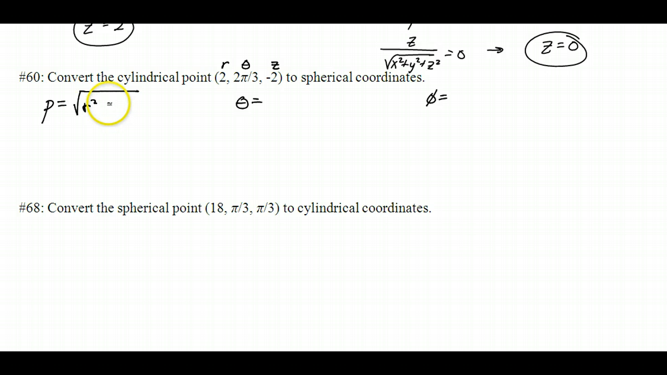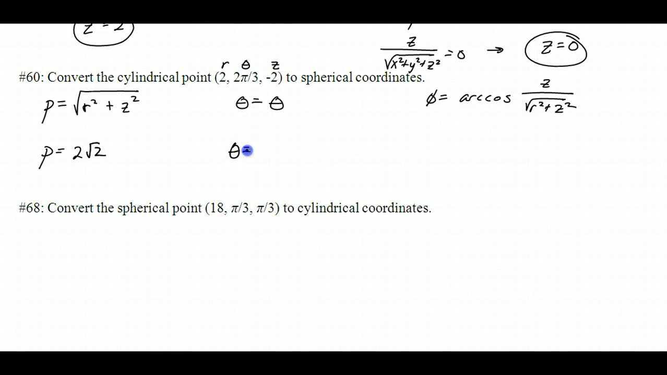I know that rho is equivalent to the square root of r squared plus z squared. I know that theta is equal to theta, so that's awesome. And then I know that phi is equivalent to arc cosine z divided by the square root of r squared plus z squared. Therefore, rho is going to equal the square root, let's calculate it. R squared will give me 4 plus 4, so the square root of 8 will give me 2 square root of 2.